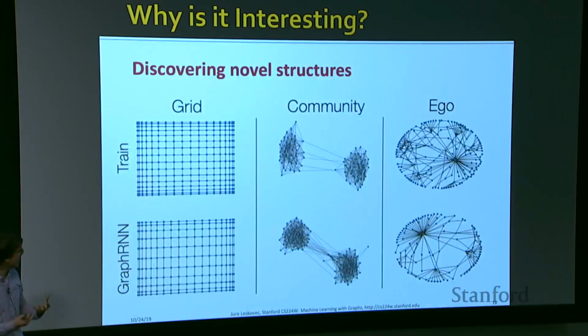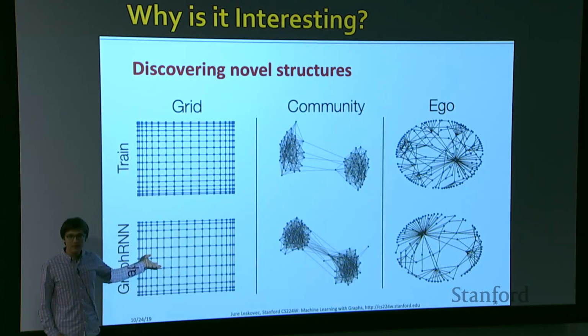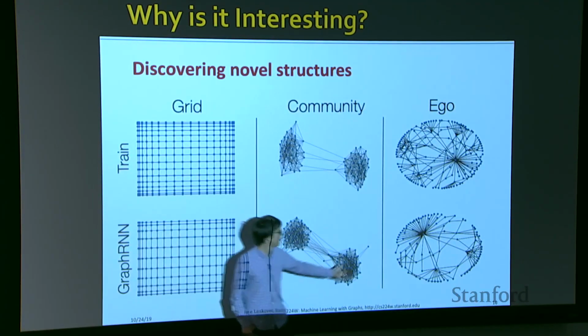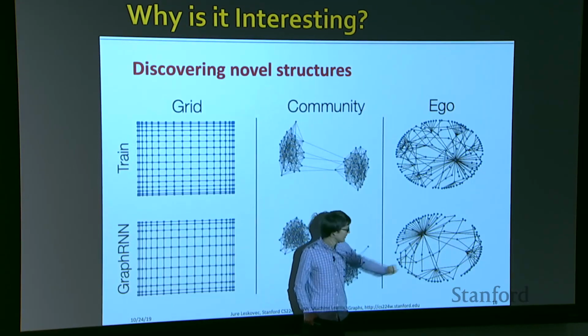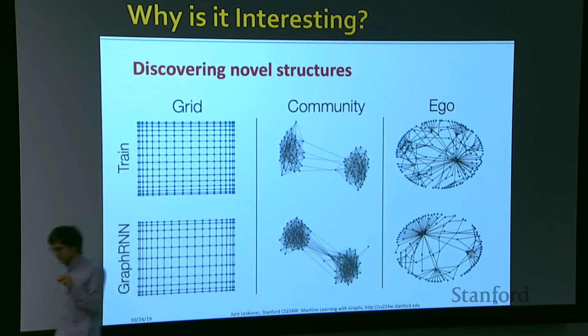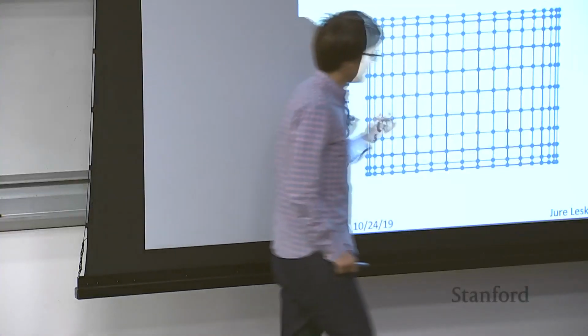And just to show you how well our models will work, the same model will be able to generate very different graph structures. We'll be able to generate grids, we'll be able to generate this type of community structures, and we'll also be able to generate this kind of scale-free, power law graph structures that look much more tree-like. And the point is that the same model will be able to do that, right?